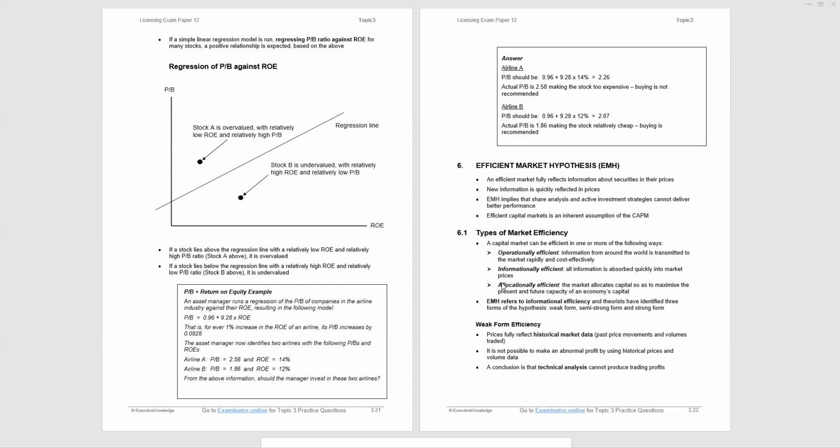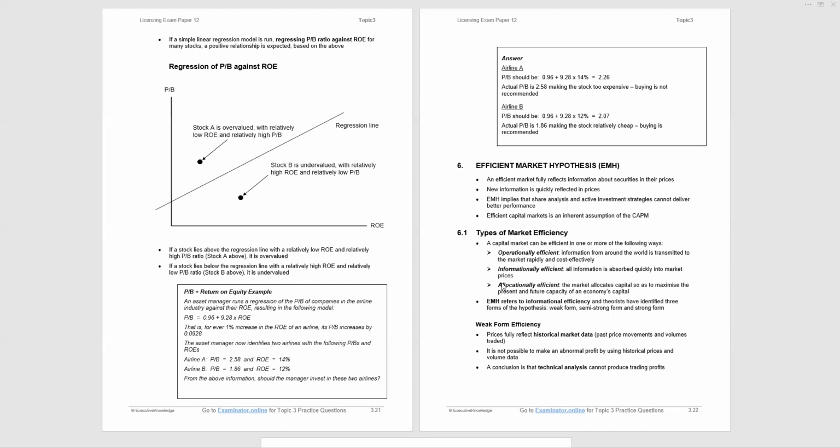And as I've said, new information is quickly reflected in prices. The efficient market hypothesis implies that share analysis and active investment strategies cannot deliver better performance because the market knows best. The prices will change immediately. So no end of analysis will find you underpriced stocks. That's the theory. Efficient capital markets is an inherent assumption of the capital asset pricing model, and we saw that earlier.